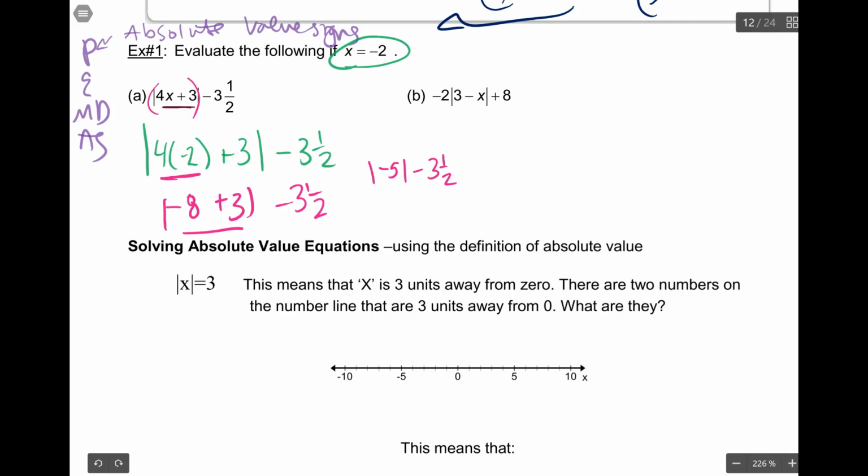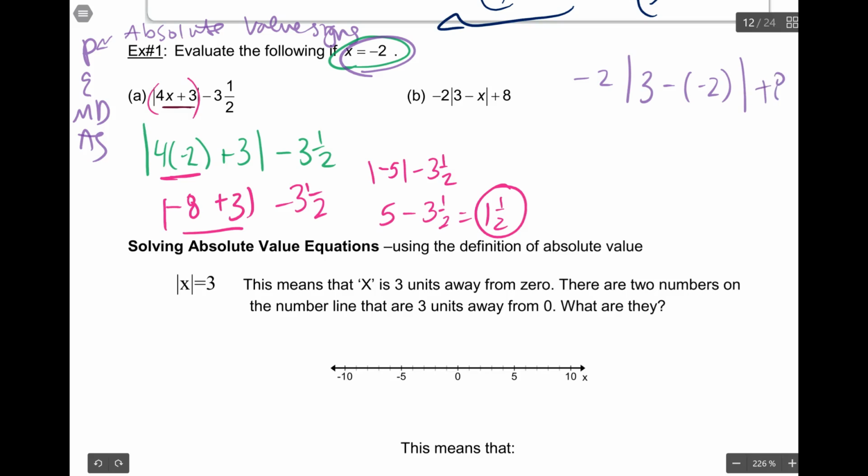And so absolute values always turn everything positive or keep it positive, so then I have 5 minus 3.5, which is 1.5. So that's the solution for the first part. The next is, I'm going to rewrite it: -2, absolute value, 3 minus, remember x is -2, absolute value, plus 8. The first thing we're going to do is, 3 minus a -2 is the same thing as 3 plus a +2. So inside here will be a +5, plus 8.